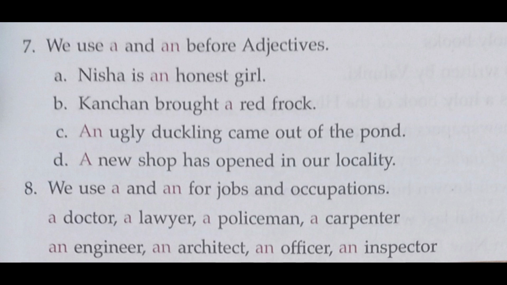Next, articles a and an are used for jobs and occupations. For example, a doctor, a lawyer, a policeman, a carpenter, an engineer, an architect, an officer, an inspector, etc. So here we saw that a and an are articles that are used before occupations and jobs.